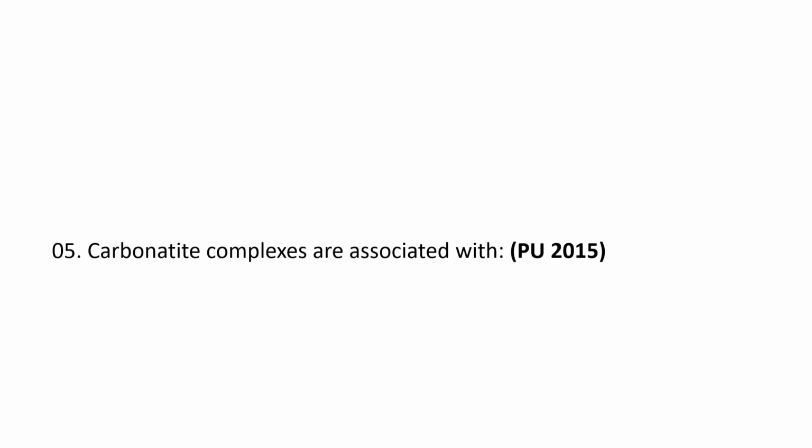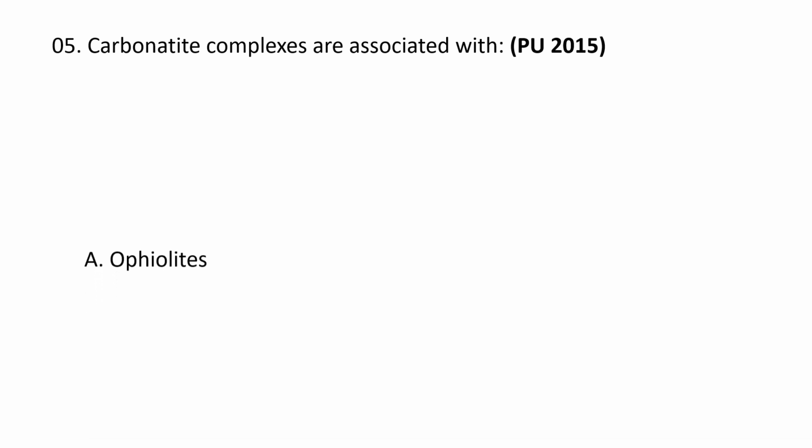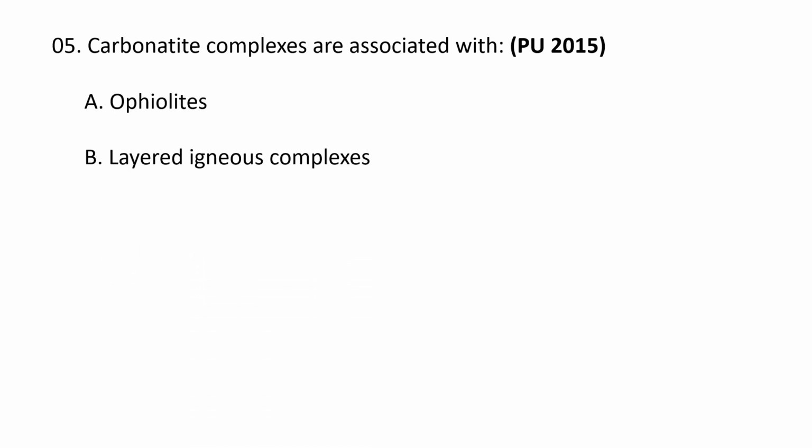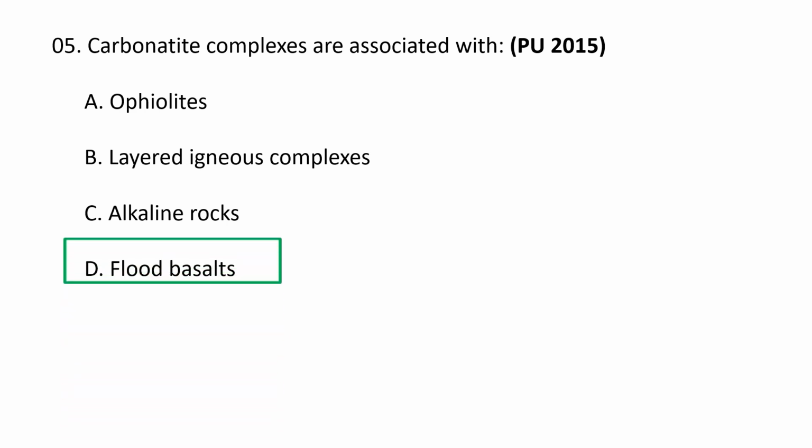Next question. Carbonatite complexes are associated with A. Ophiolites, B. Layered igneous complexes, C. Alkaline rocks, and D. Flood basalts. So the correct option is alkaline rocks. Carbonatite complexes are primarily associated with alkaline silicate rocks, often in continental extensional settings like rift zones and cratonic margins, and are known for hosting valuable rare earth elements, REEs, and niobium. C is the correct option.